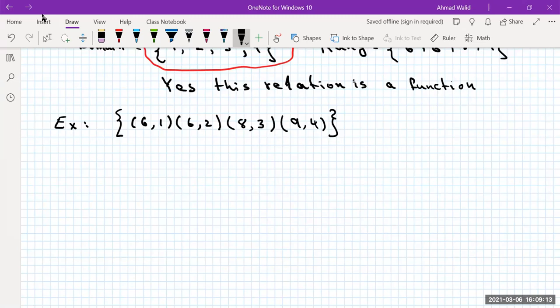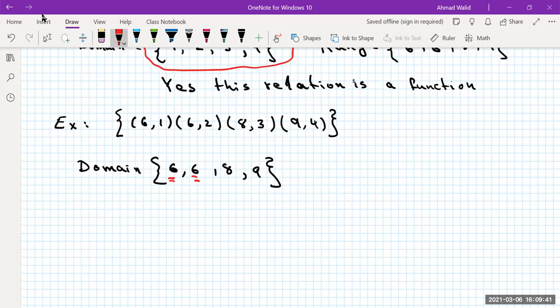I'm sorry. Does this relation represent a function? I'll check only the domain. Let me list the domain: 6, 6, 8, 9. Look here, 6 and again 6.